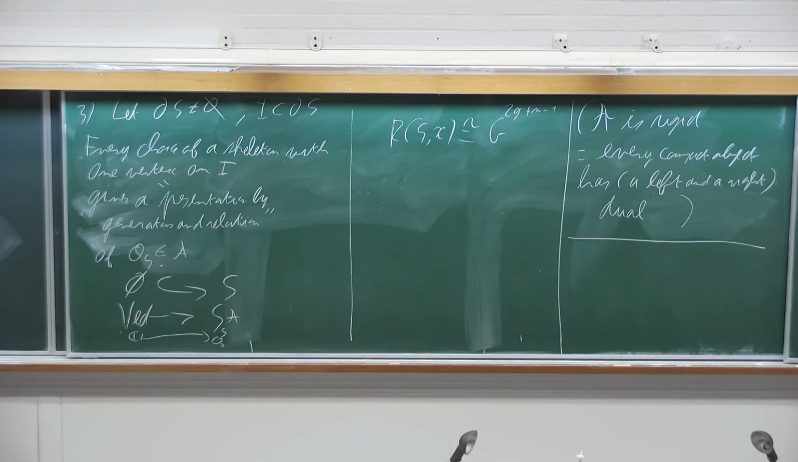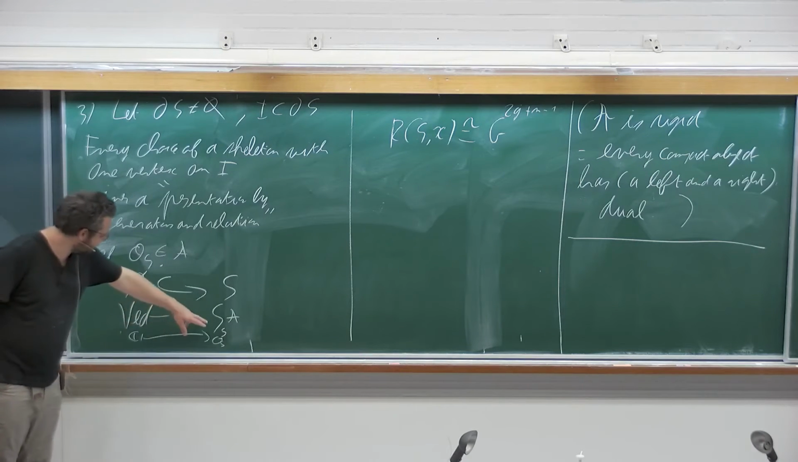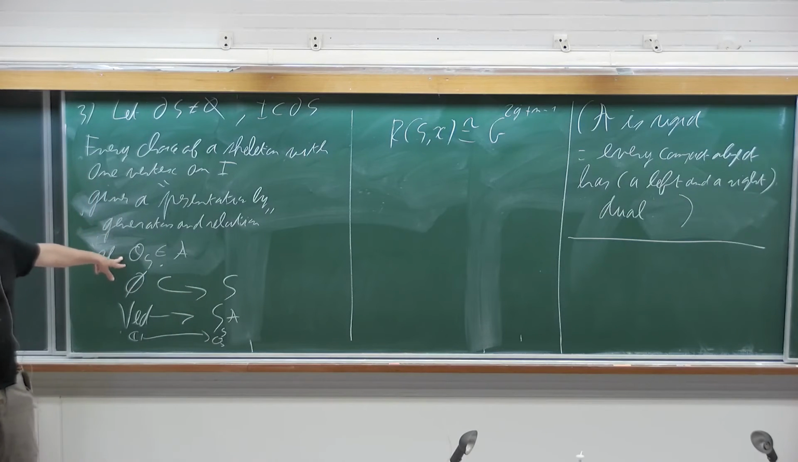I haven't given the answer yet. The question is, a priori OS is an object in this category, in factorization homology of A. So how do I see it as an object of A?